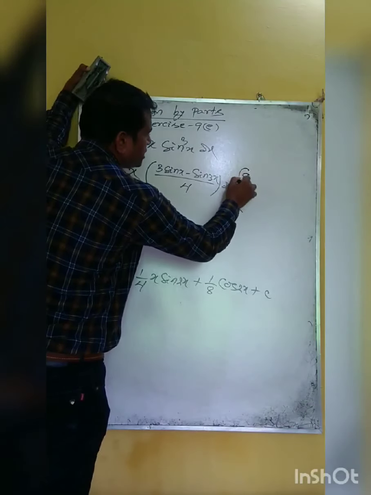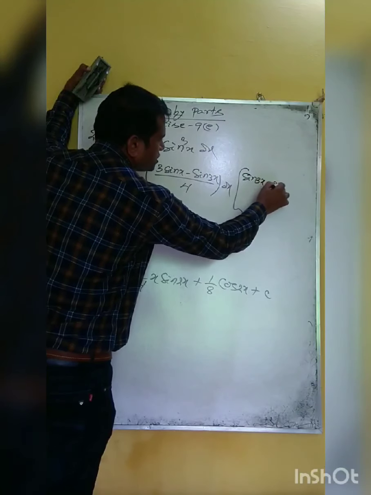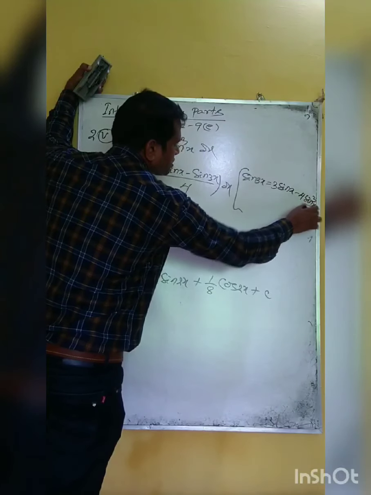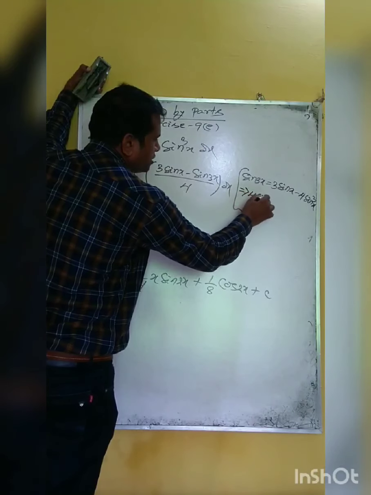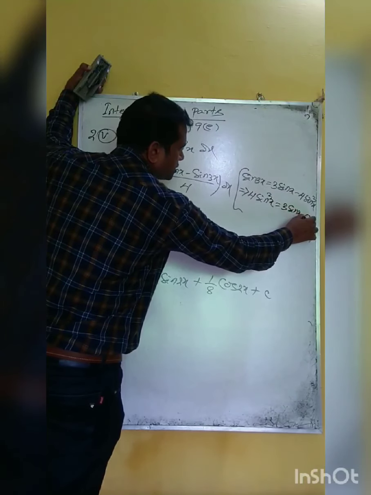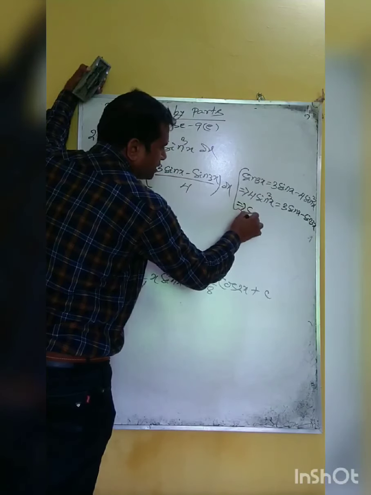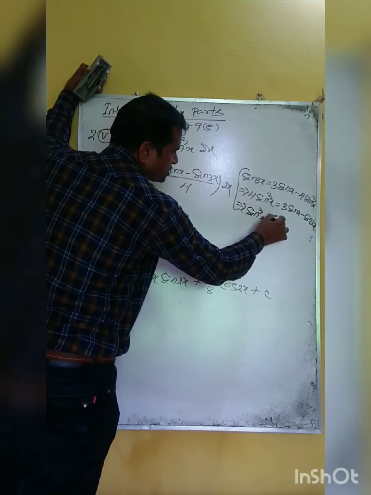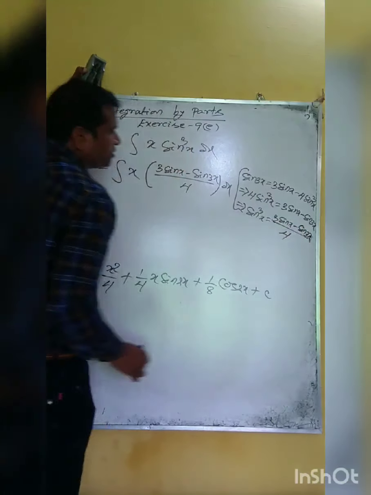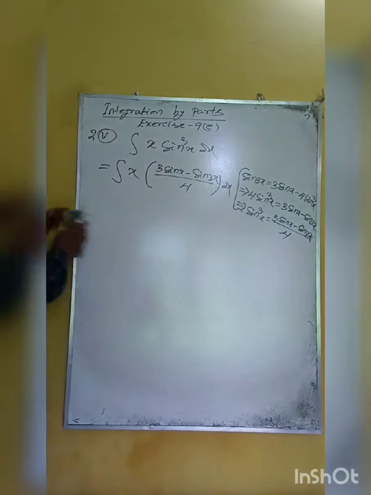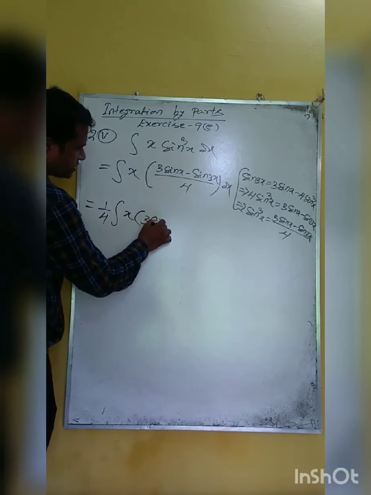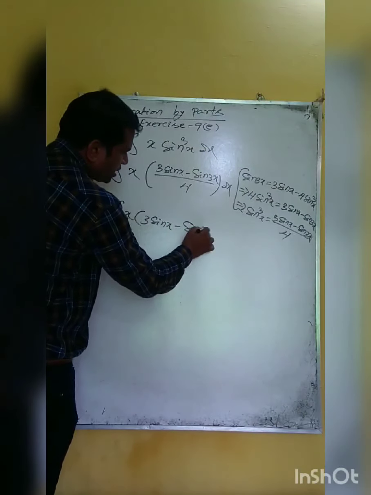You know sin 3x is equal to 3 sin x minus 4 sin cube x. That implies 4 sin cube x is equal to 3 sin x minus sin 3x. That implies sin cube x is equal to (3 sin x minus sin 3x) divided by 4. So now we separate 1 by 4 integral x into (3 sin x minus sin 3x) dx.